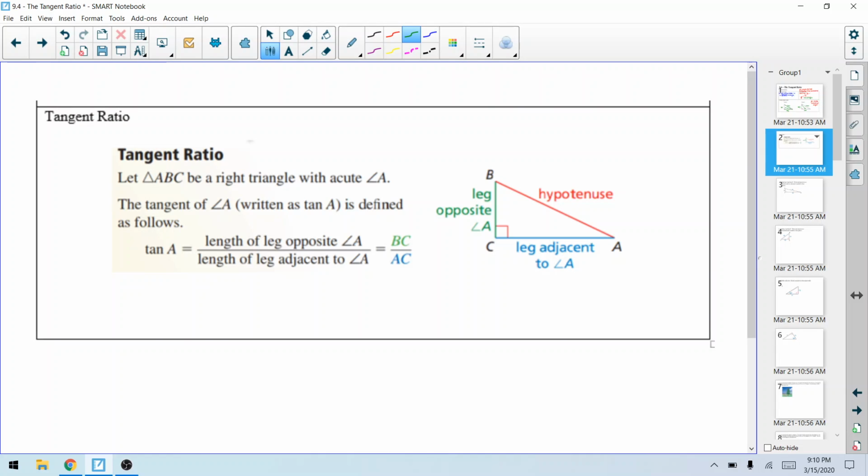Last but not least, we're going to focus on the tangent ratio. We've got some good definitions in here, but really what you need to know is the tangent of theta, or the tangent of whatever angle you're looking at, is the ratio of the opposite side over the adjacent side.